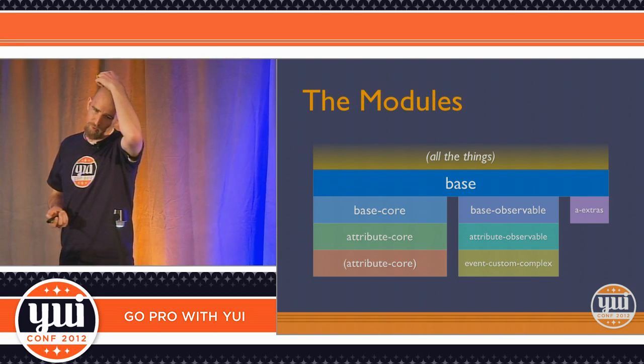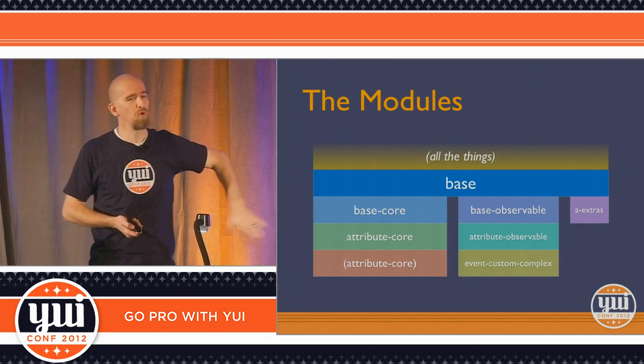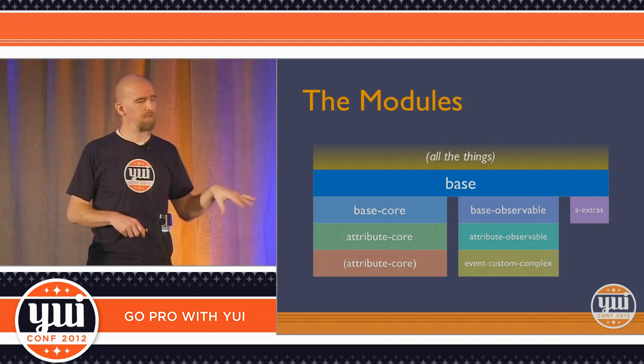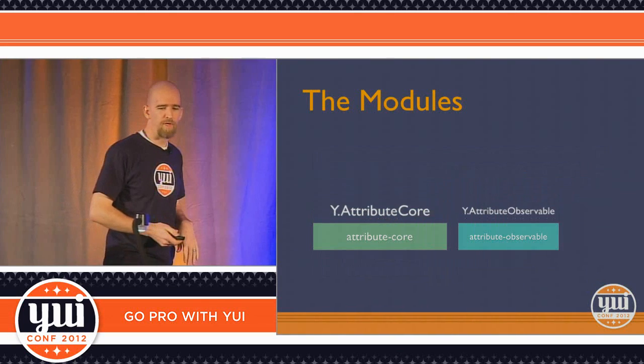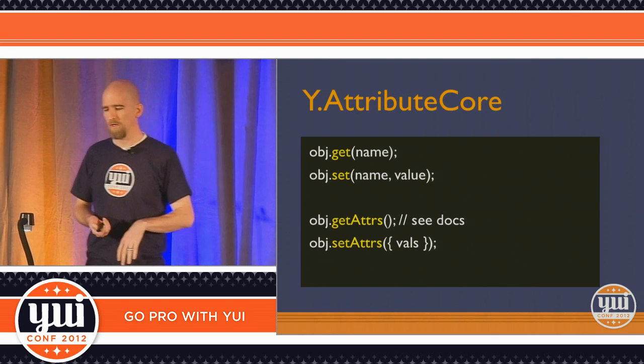So the modules in play are similarly named. Everything is broken down into submodules. This is the YUI way, break everything down into submodules. State is actually subsumed into attribute core. But as I said, we're going to be talking primarily about what's going on in attribute core and attribute observable.